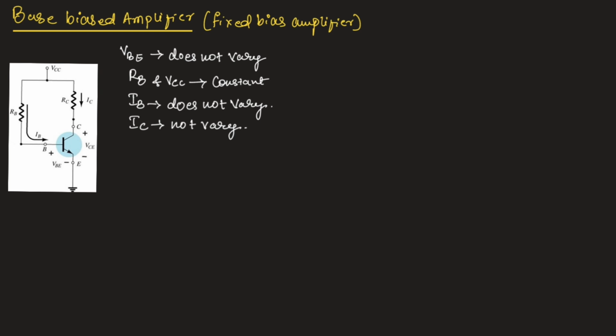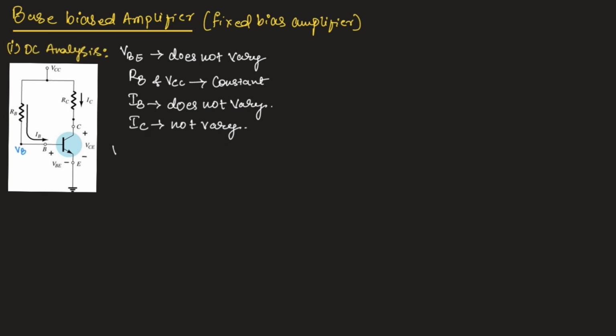For a fixed bias amplifier, first we need to understand the DC biasing. For any amplifier circuit, we need to perform the DC analysis. Then we need to understand the AC analysis. First, let us understand the DC analysis of base bias circuit.